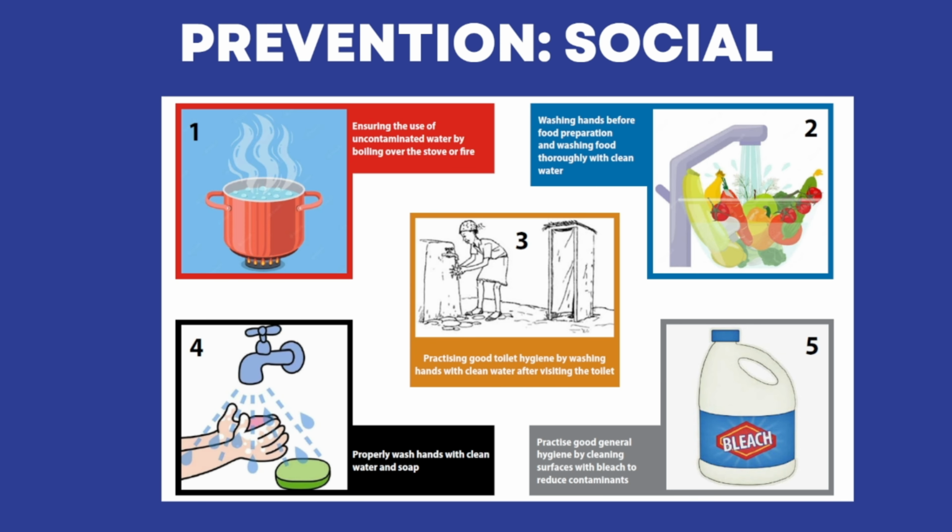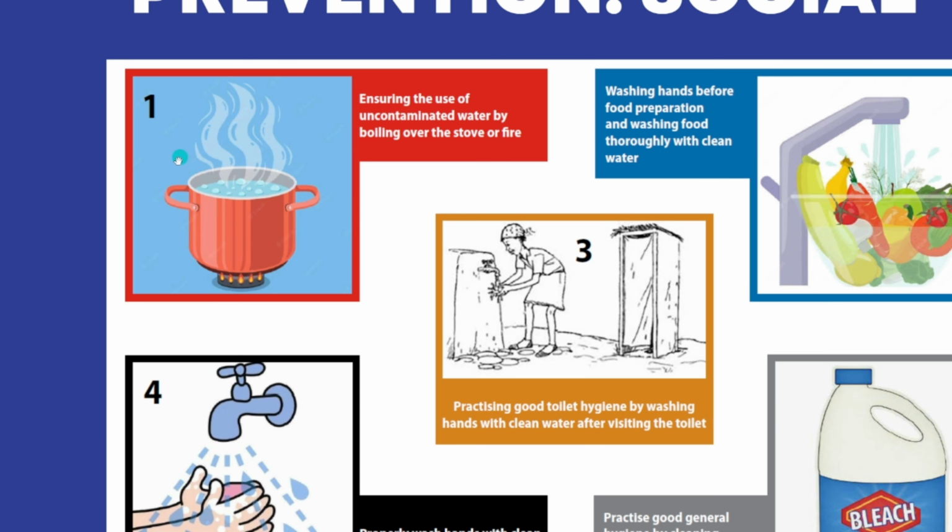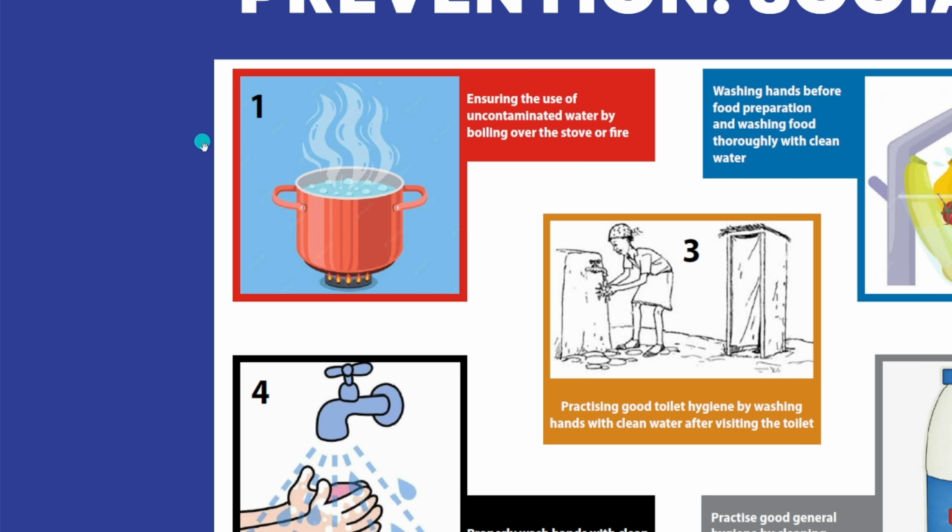Okay, prevention. This disease is very easy to prevent. You need to practice good hygiene. First, you need to ensure that your water is clean. Before you drink the water, you should boil it. Boiling water is very important so that you can kill the majority of the bacteria in the water.